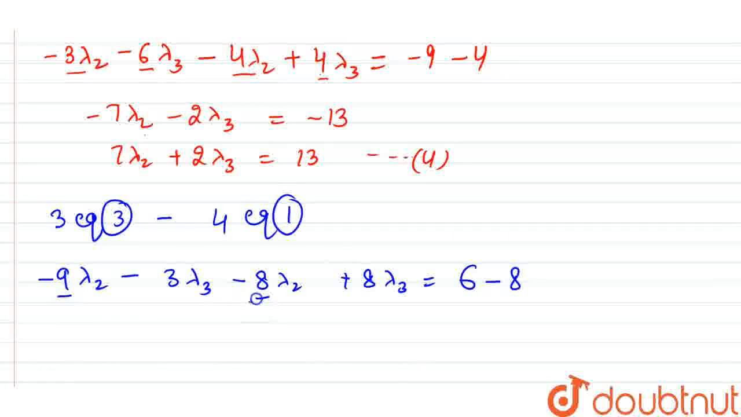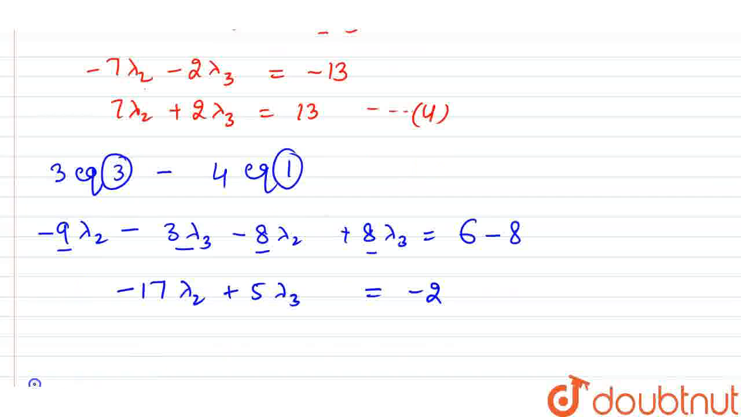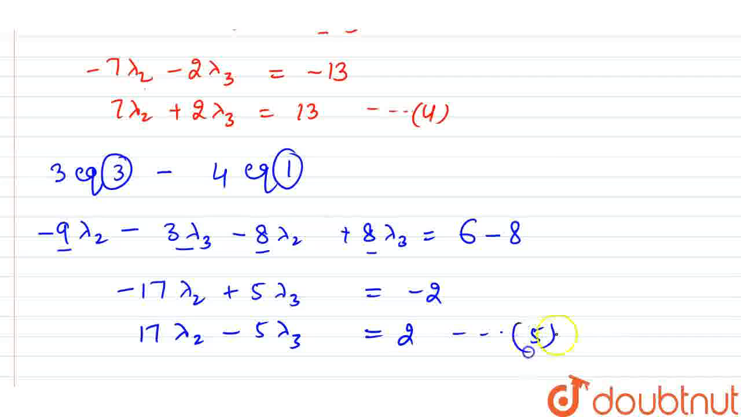So this will be minus 9, minus 8, minus 17 lambda 2. This is plus 5 lambda 3 and equals to minus 2. So we have got two equations. Let us take minus common here also. So this is 17 lambda 2 minus 5 lambda 3 is equals to 2. Let's say this is equation number 5.